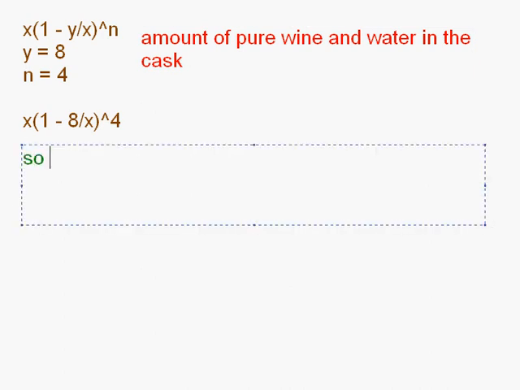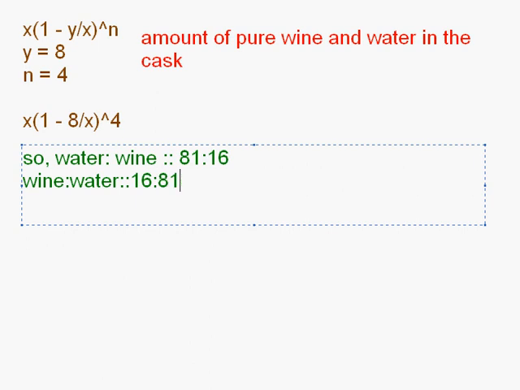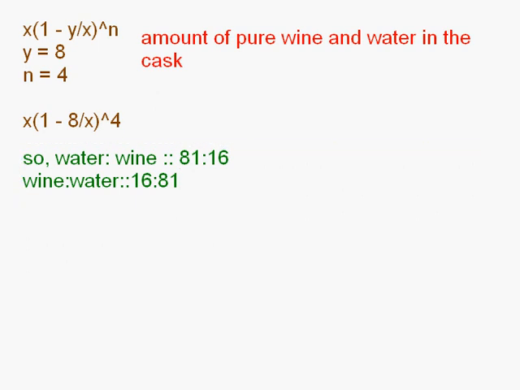So according to the question we will change the ratio. Water is to wine is given to be 81:16. Therefore wine to water will be 16:81. Do not get confused. You should read the question carefully. The examiner can play with the terms and you would be befooled, so do not do that during examinations.